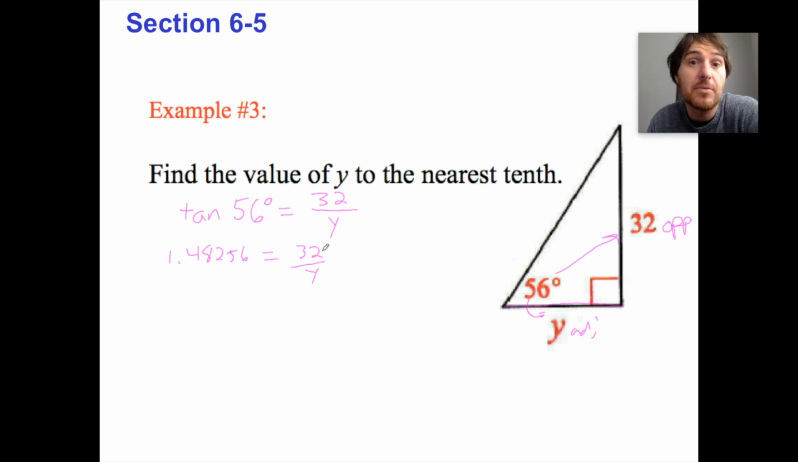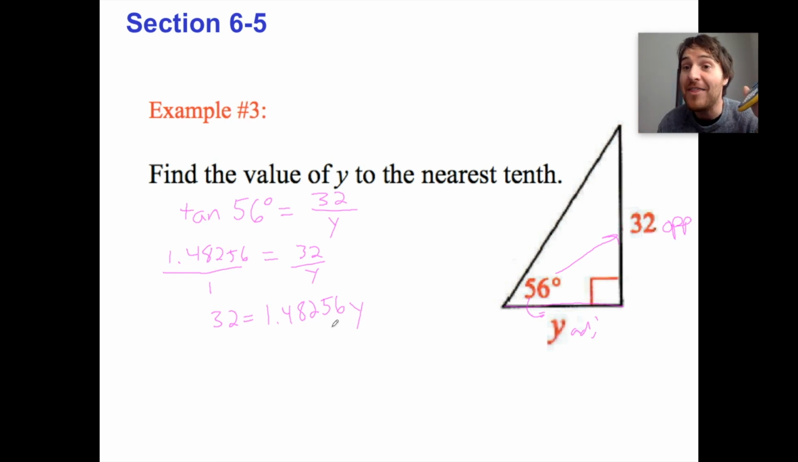Some students find this a little bit hard to do, but because we've been doing this so much so far this year, this is how I'd recommend you do this when you have a variable in the denominator and not anywhere else: maybe switch this side to a fraction, right? Make it a fraction. The tangent of 56 degrees is that the opposite side is 1.48 times whatever the adjacent side is here. So this ratio would be valid. Then just do what we've been doing all year: cross multiply. 32 times y, using the means extremes property, would equal 32, and y times 1.48256, that's 1.48256 y's, right? That's how many y's we have here.